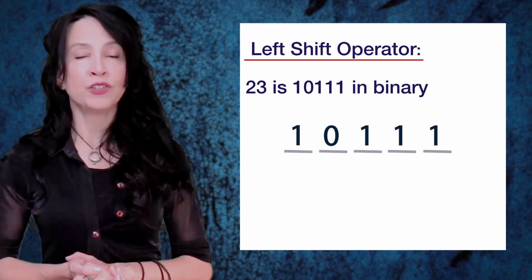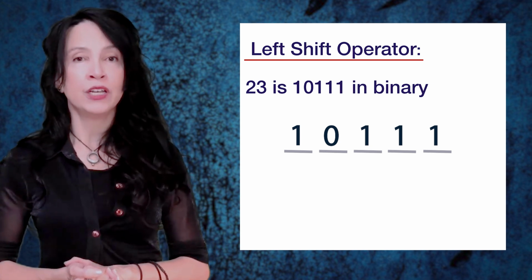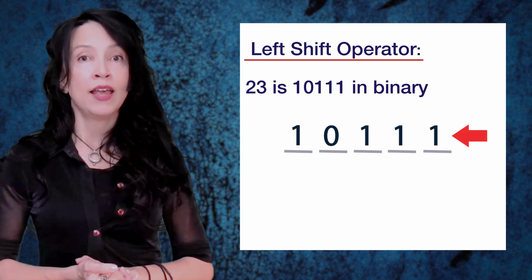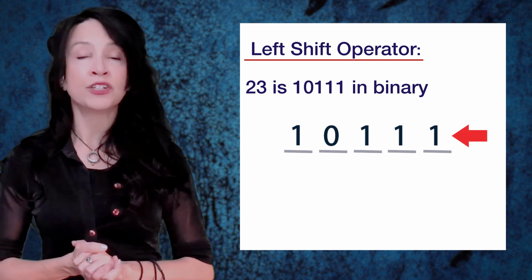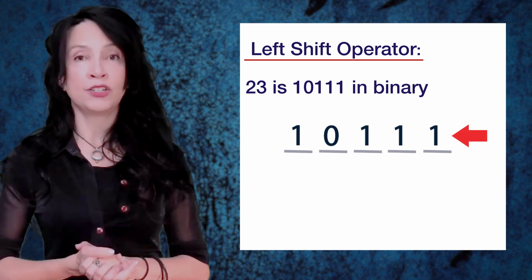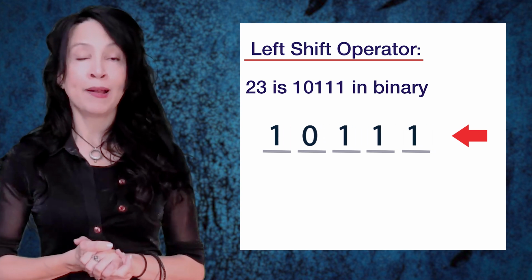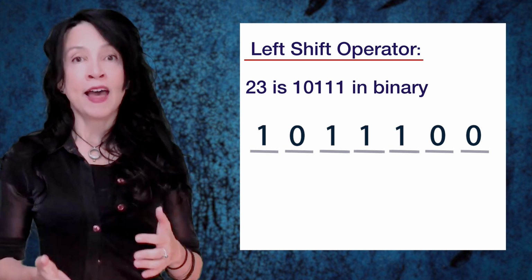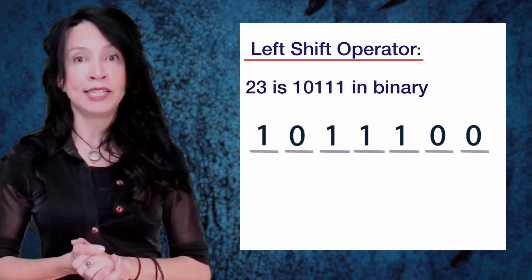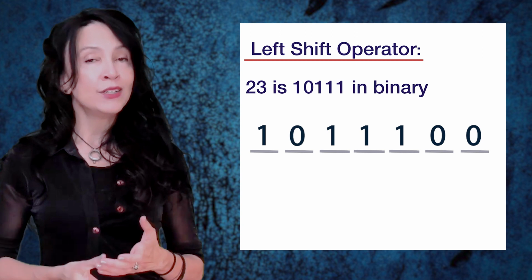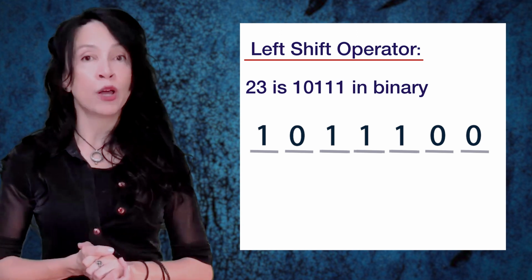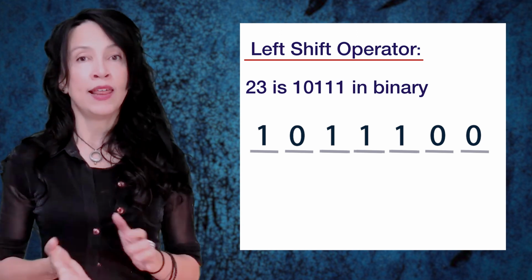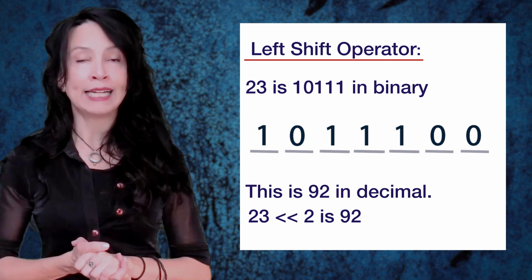And if we want to shift this to the left by 2 digits, we want to push things this way. But in this case, nothing is going to fall off a cliff. These are going to stay right here. And we're going to open up spaces over here in which we're going to put zeros. That makes the binary number 10111 turn into the binary number 1011100. That is equal to the decimal number 92.